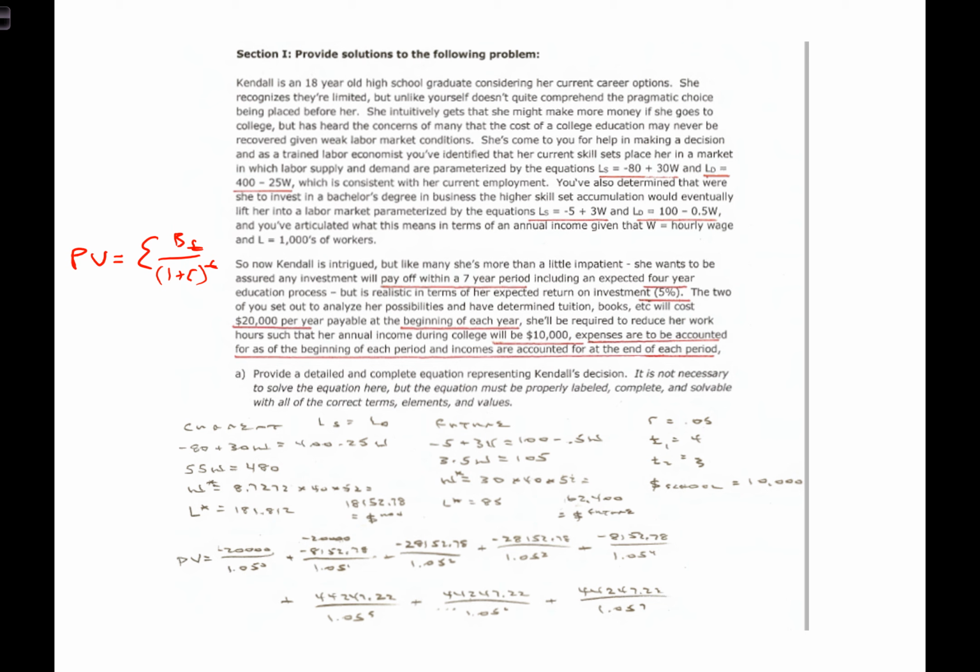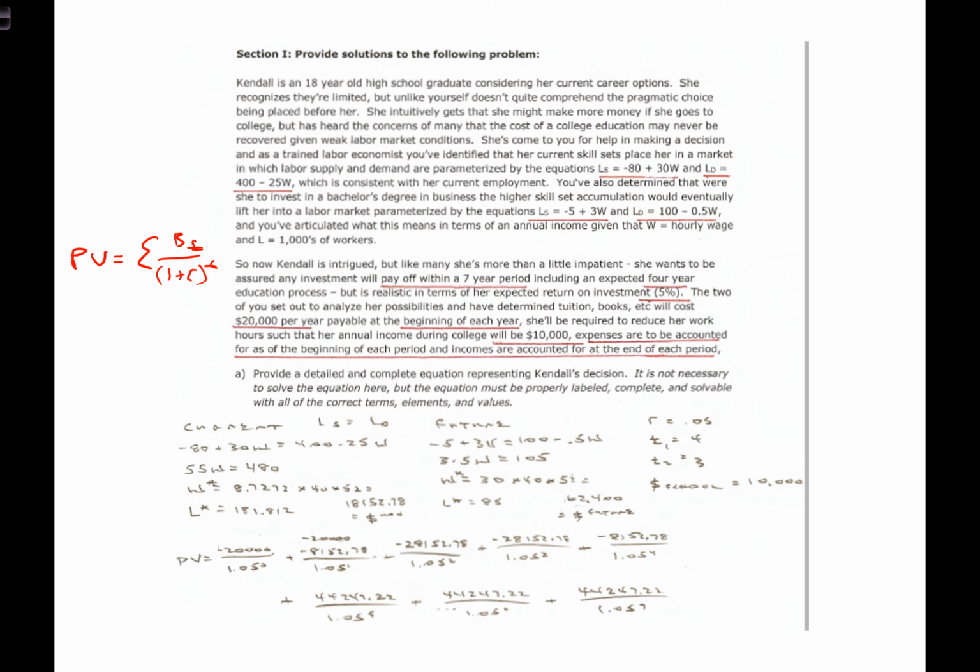We indicate that we're accounting for incomes at the end of each period. So we account for this each of the 4 years, starting with period 1, 8,152 as a negative, and you see it again, again, and again. And then we can think, okay, fine, she's at the end of her education experience, but she wanted this to pay off by the end of 7 years, including the 4 years of education, so she expects to only run this out to 7 years, which doesn't give us an awful lot of opportunity for this investment to pay off.